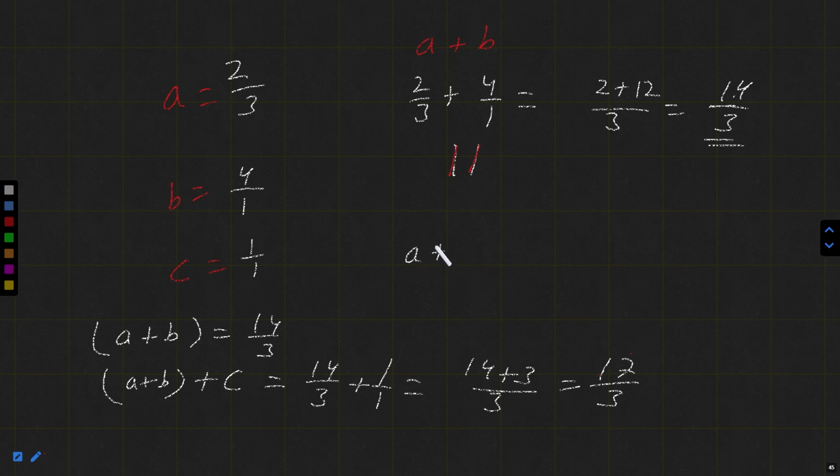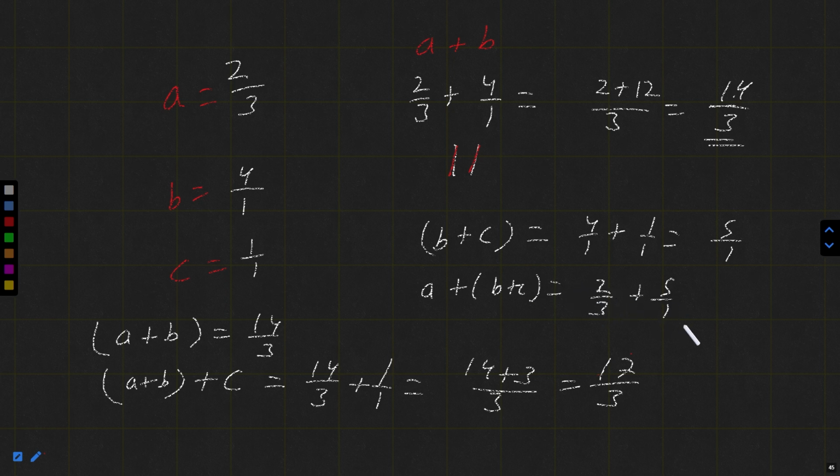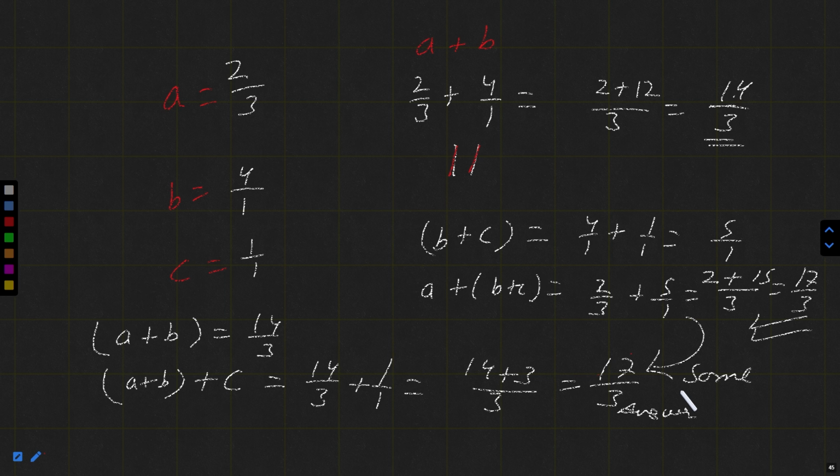Now if someone adds like this, first he adds b and c together, that is 4 by 1 and 1 by 1, he gets 5 by 1. And after adding b and c, then adds a to b plus c. What will he get? He will be getting the same answer. So 2 by 3 plus 5 by 1, let's verify that. So it is 2 plus 15, which is 17 by 3. Yes, both are the same.